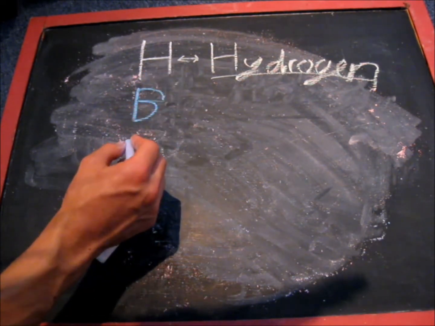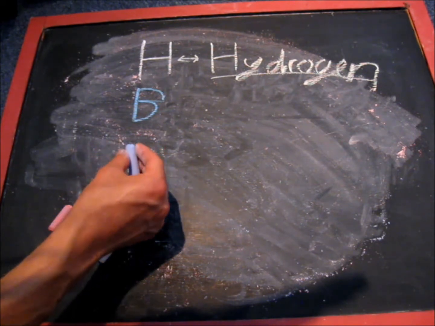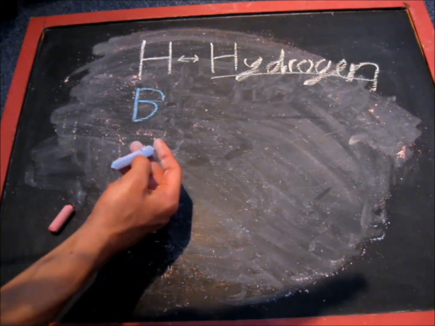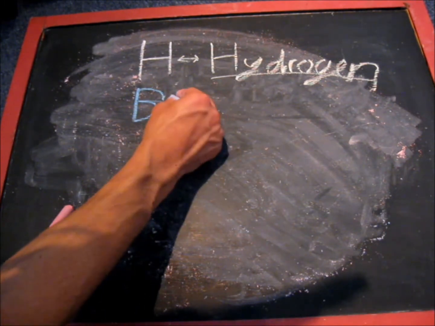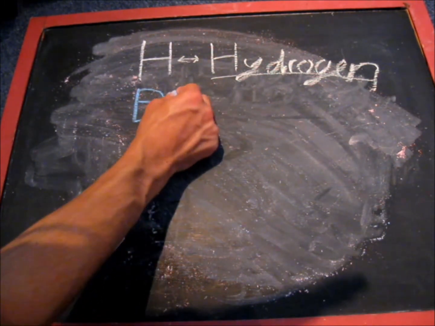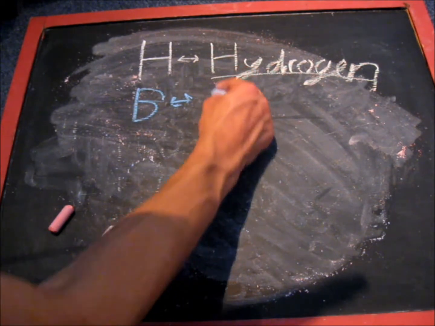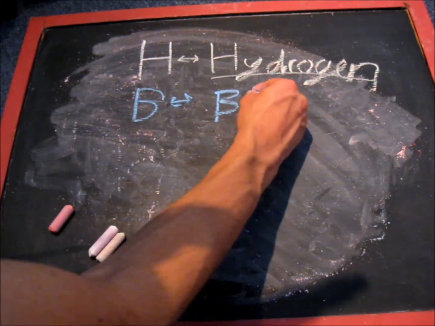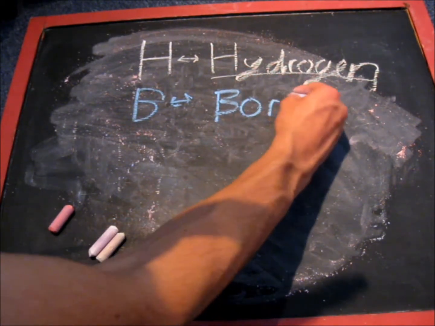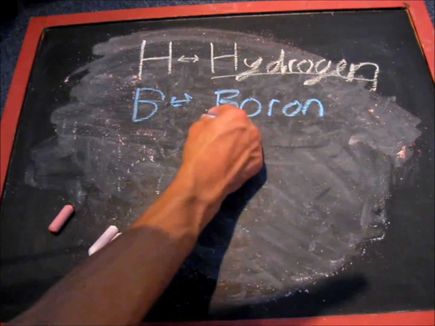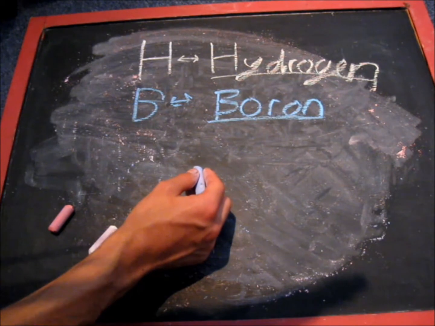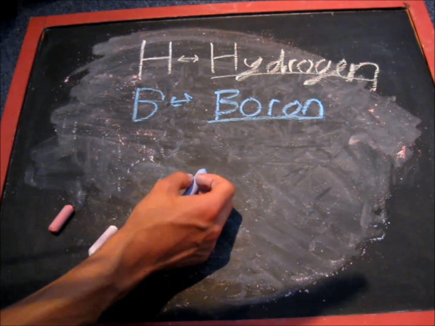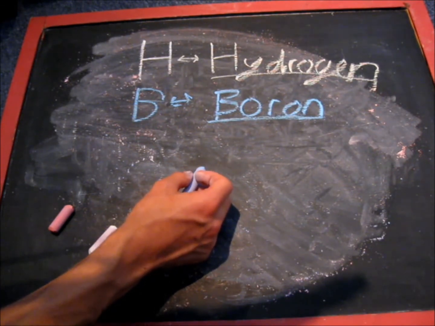Just a B by itself. Do you know what that is? No, you can't remember. Okay. Well, I can tell you that B by itself is boron. I don't really know much about boron. It isn't really mentioned much, other than it has the symbol B.